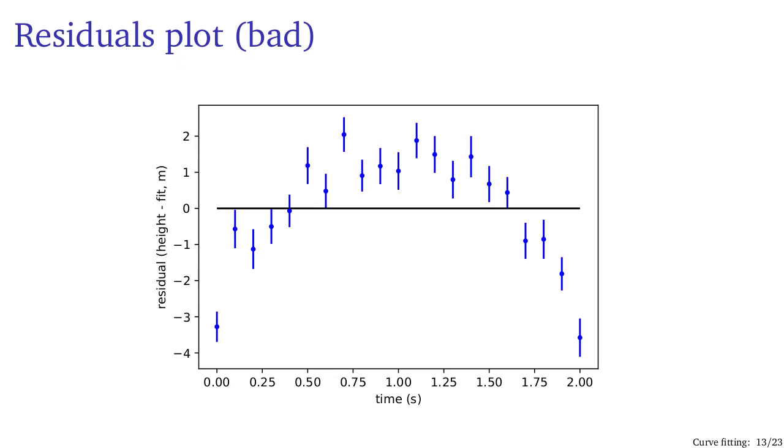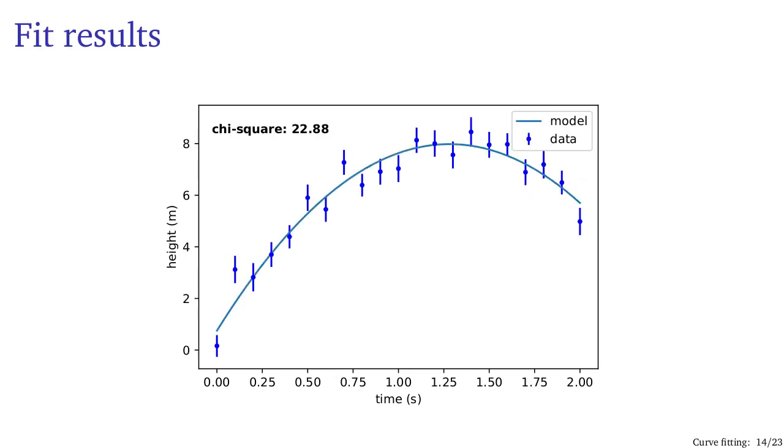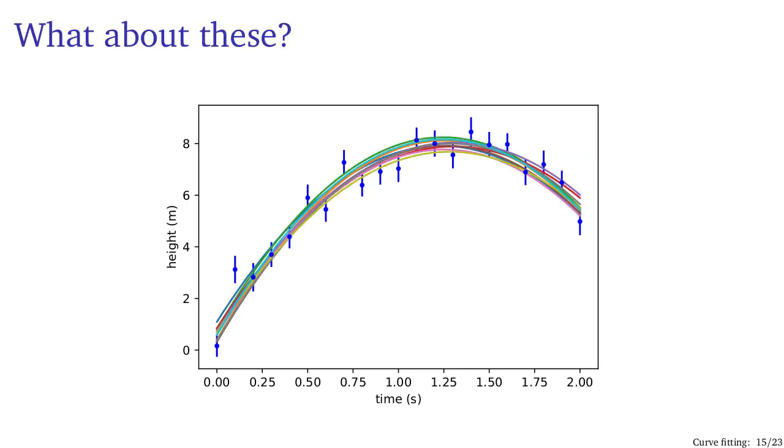So that's the residuals plot. But let's go back to the best fit here. This was our best fit. This is a good fit. Chi-square of 22.8, when you expect chi-square to be about 20, that's good. But we don't expect chi-square to be always exactly 20, and 22.8, 22.9 is actually pretty close. So what about all these other fits?